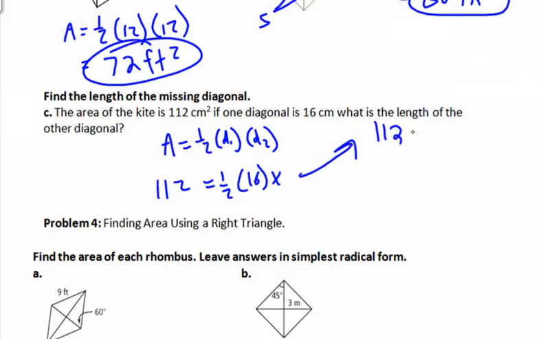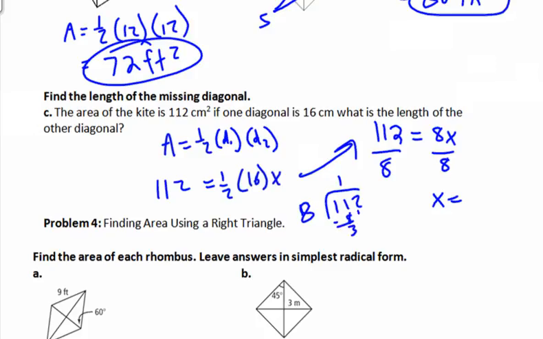Using that formula is great, because 1/2 times 16 is 8. Divide both sides by 8. X is equal to, what's 112 divided by 8? I don't have that one memorized, so let's do some long division. 8 goes into 11 once, leaving 3, then 8 goes into 32 four times. Alright, it's 14. 14 what? It's a missing side, so it's 14 centimeters. It is not centimeters squared.